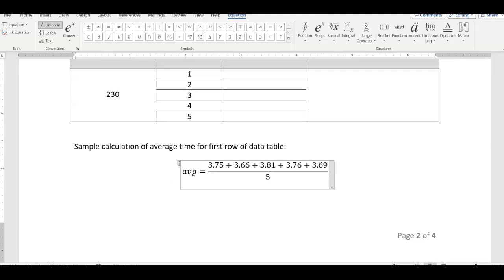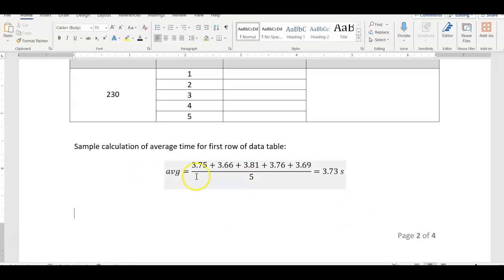When you hit the space bar, this equation editor reformats that into the form of a fraction. Okay, so that's very nice. This is a very nice way of depicting what we did. It does not calculate it for you, so I have to have calculated it, but then I'll say equals 3.73, keep 2 decimal places, and put a unit on it, seconds. Okay, so this is the sample calculation.